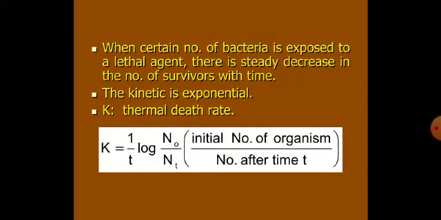Again, when a certain number of bacterial cells is exposed to a lethal agent, there is a steady decrease in the number of survivors with time. This steady decrease is called exponential or logarithmic kinetics. So the normal death curve is exponential or logarithmic.